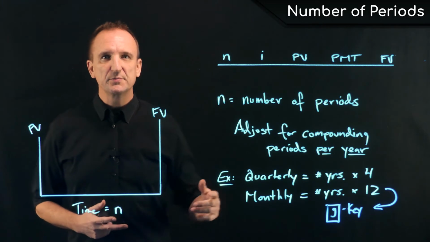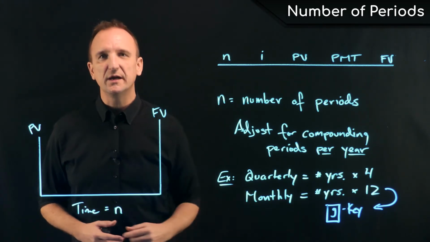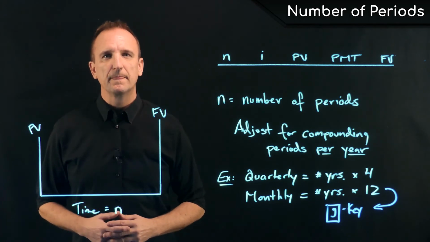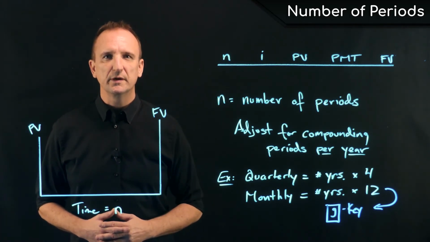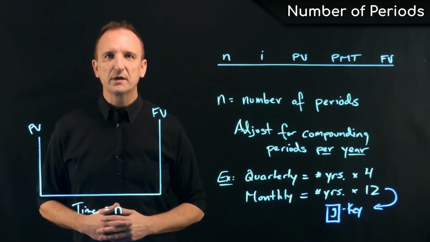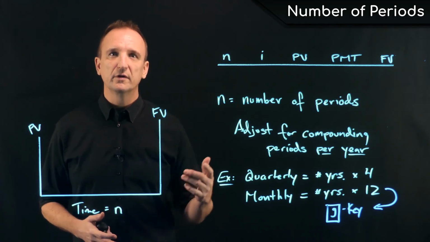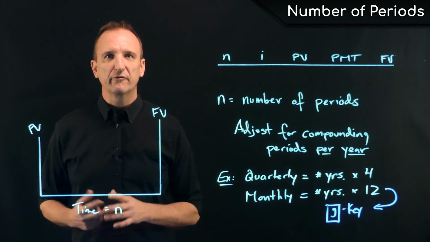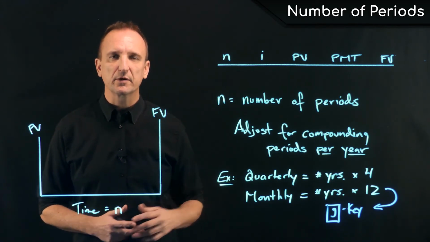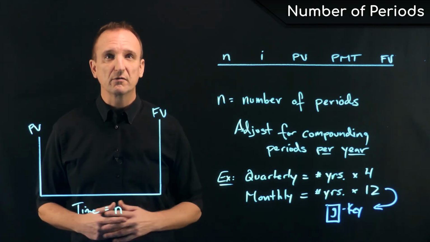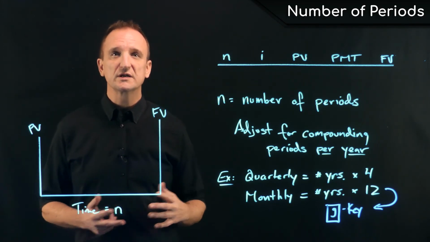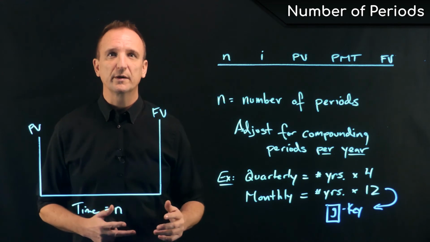The nice thing about the HP12C is that we can use the G key for a one-click adjustment from annual to monthly. And you'll see that in the examples. But an investment with monthly compounding for 1 year would have 12 periods. A 5-year investment with monthly compounding would have 5 times 12, so 60 periods. And a 30-year investment, like a 30-year mortgage, would have 360 periods, or 12 times 30.